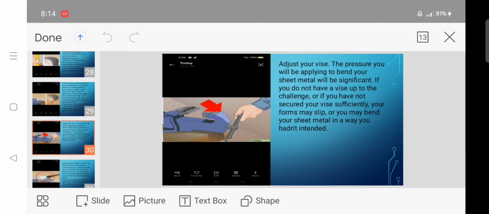Adjust your vise. The pressure you will be applying to bend your sheet metal will be significant. So if you do not have a vise up to the challenge, or if you have not secured your vise sufficiently, your forms may slip, or you may bend your sheet metal in a way you hadn't intended.